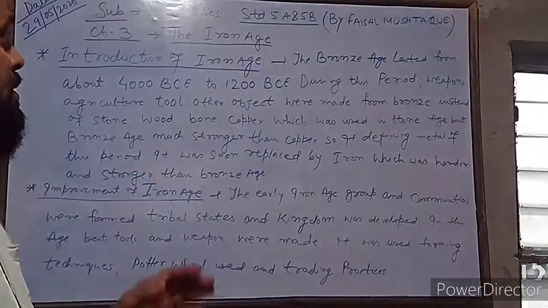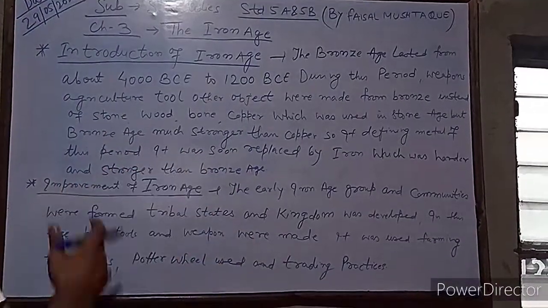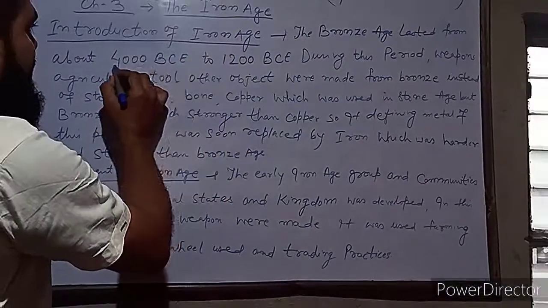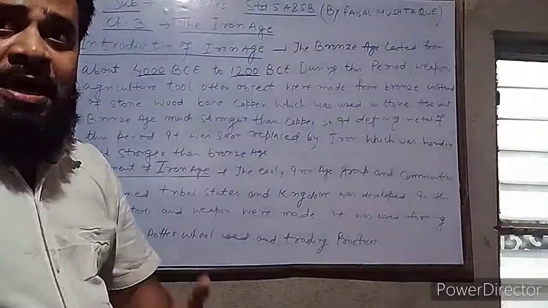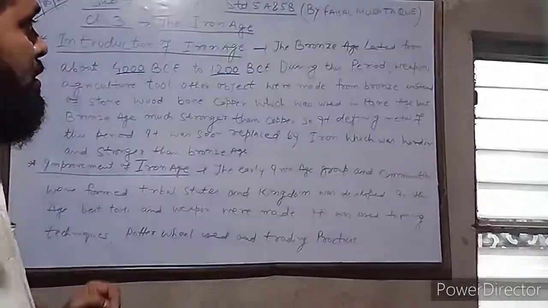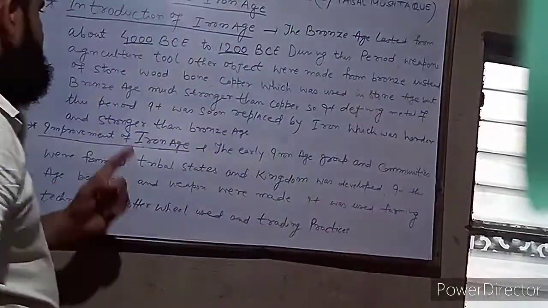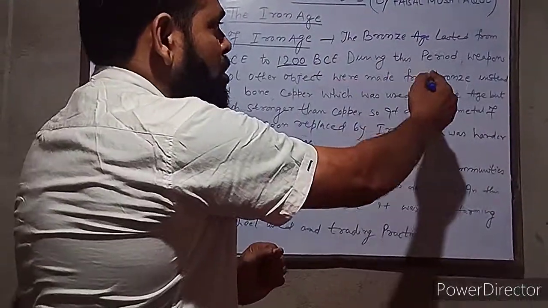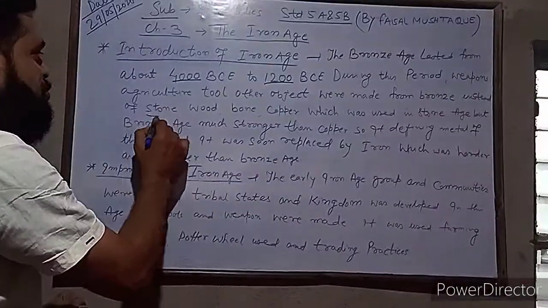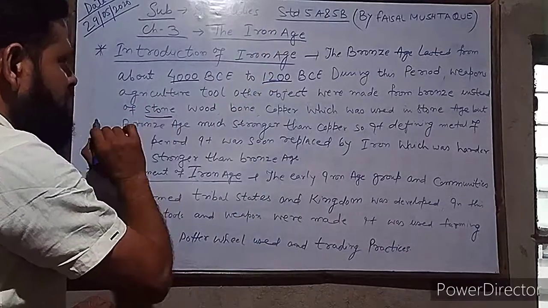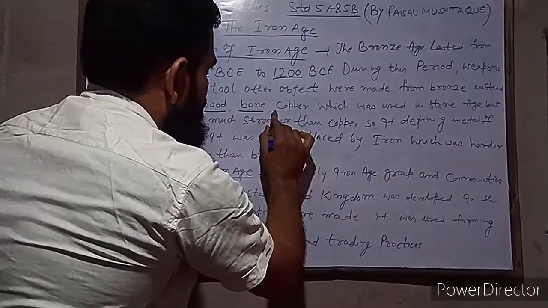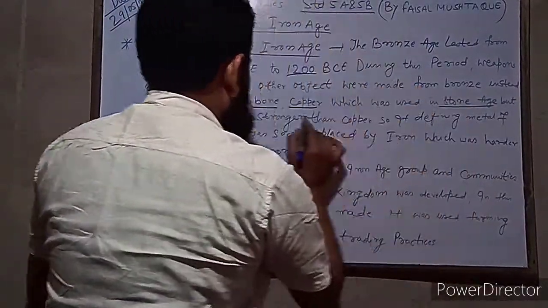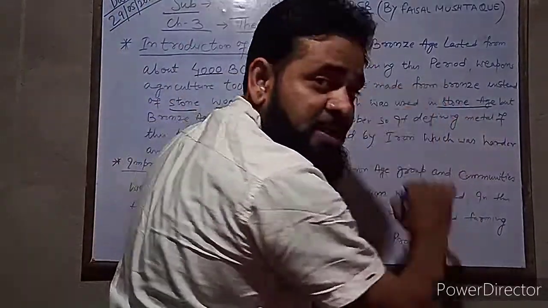So now, the Bronze Age lasted from about 4000 before Common Era to 1200 before Common Era. During this period, weapons, agricultural tools, and other objects were made from bronze instead of stone, wood, bone, and copper. Now these were used in the Stone Age. ये जितने भी चीज है इसका इस्तेमाल इस Stone Age में किया गया.